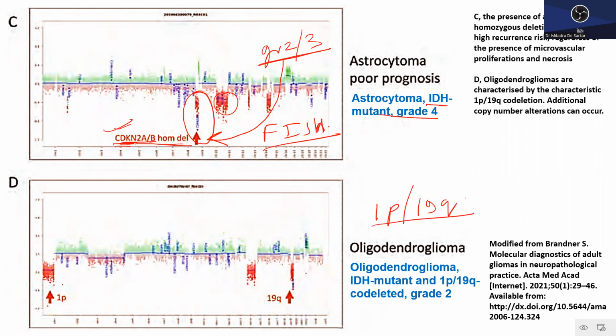So over here, you see that in chromosome number 1, there is a loss. So basically there is a dip below the baseline, below the stable copy number, whereas there is also chromosomal loss at 19q. So this means there is a co-deletion of 1p and 19q, thus establishing a diagnosis of oligodendroglioma, IDH mutated, 1p, 19q co-deleted. This is grade 2.